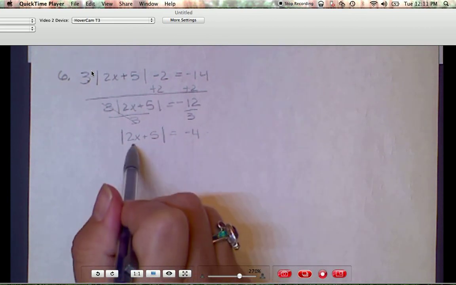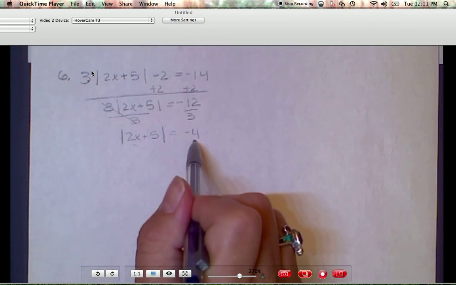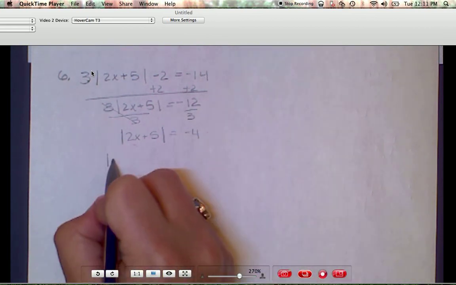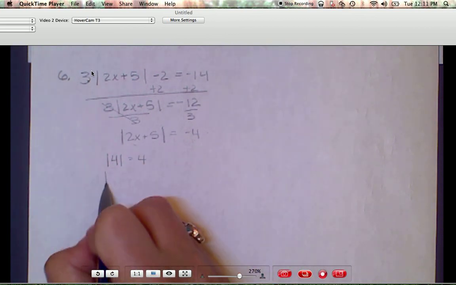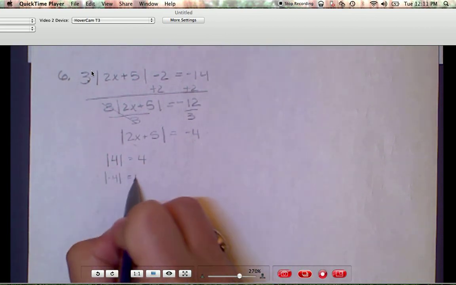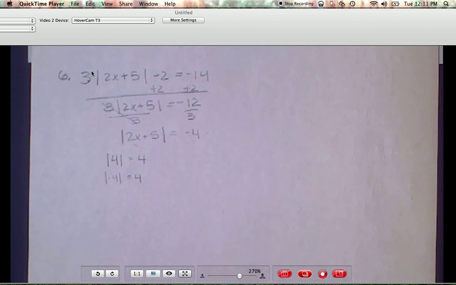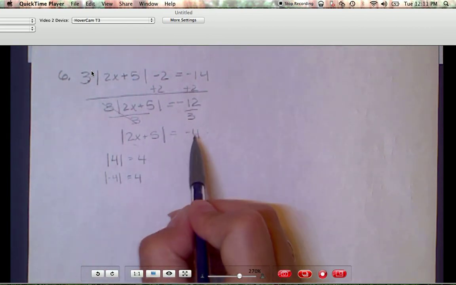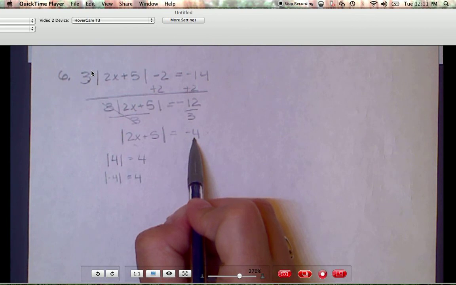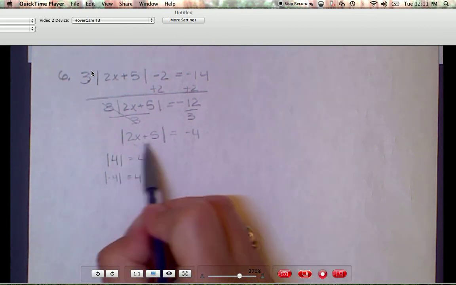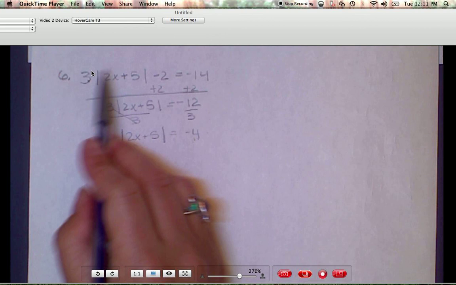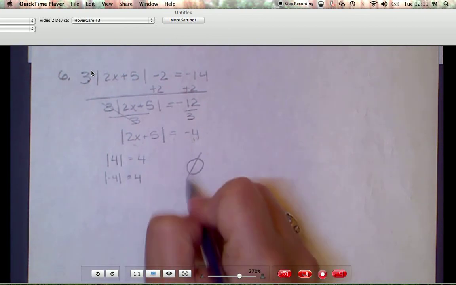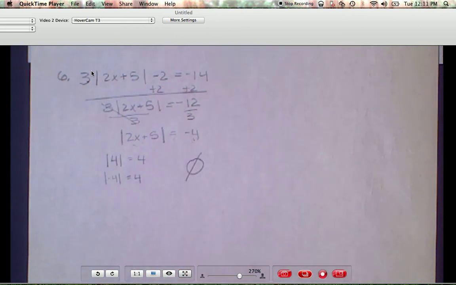Is it possible to take the absolute value of something and get a negative 4? Can we take the absolute value of positive 4? That gives us positive 4. What about the absolute value of negative 4? That gives us positive 4. No matter what, when you take the absolute value of something, you're going to get a positive number. So if you are trying to solve an equation where it says the absolute value of something is equal to a negative number, this is not possible. So the answer to this absolute value equation is no solution, or the empty set. This will not work.